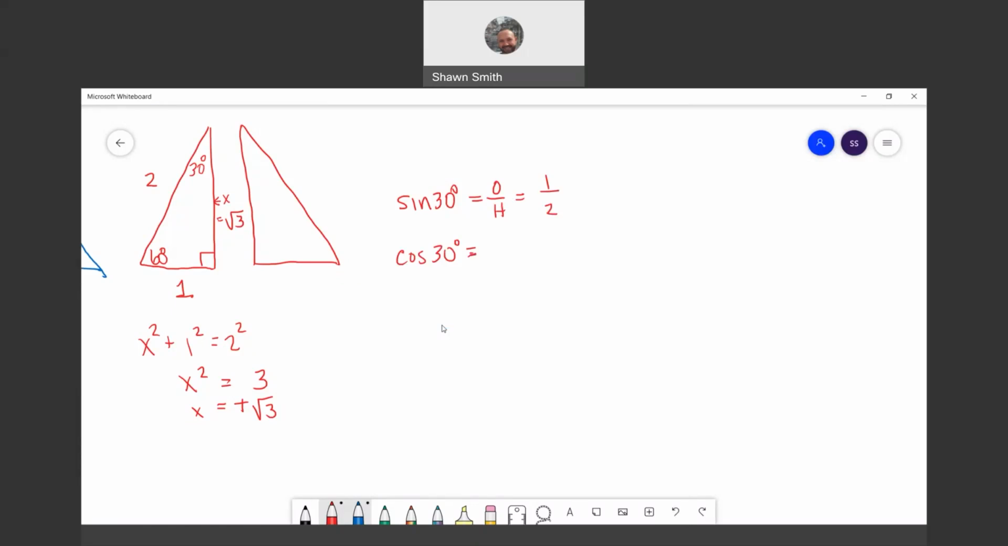Cosine of 30, adjacent over hypotenuse. Adjacent to 30 is the square root of 3. Hypotenuse is 2. Tangent of 30, opposite over adjacent. Opposite was 1, adjacent square root of 3, and if we rationalize that, that gives us square root of 3 over 3.